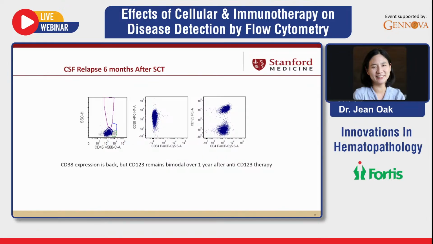It's been over a year since he's gotten anti-CD123 therapy, which raises questions. We may be using multiple things, and some things may come back, some things may not, and you need to keep track of all of this when you're assessing for recurrent disease.